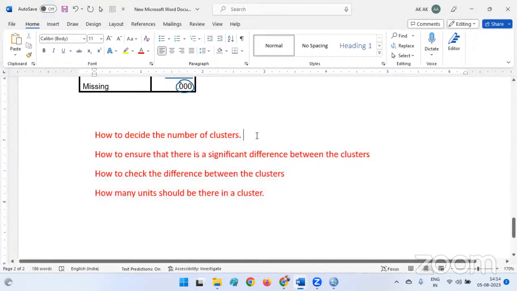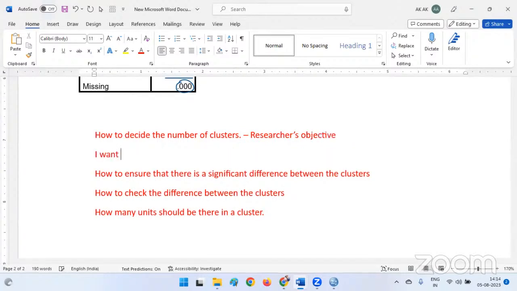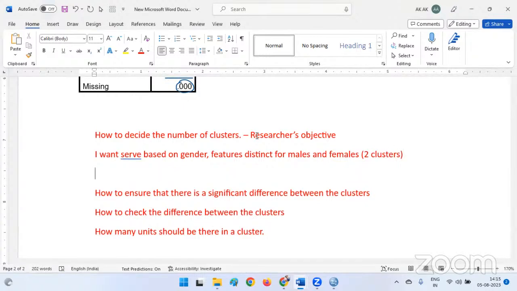The number of clusters is basically the researcher's objective. Suppose I want to segment based on gender. Now I want features distinct for males and females. So I will go for 2 clusters. Okay. If I want to explore, I will go for 2, 3, 4, 5, 6 clusters and will choose the most appropriate one.